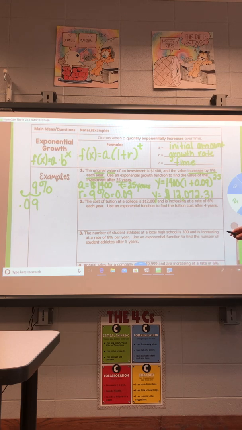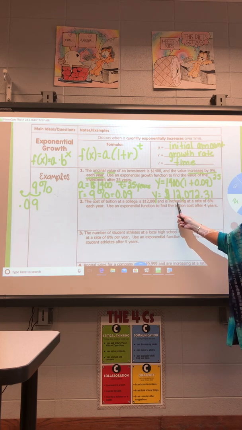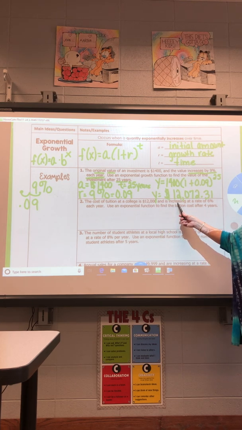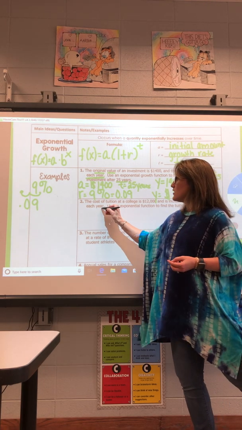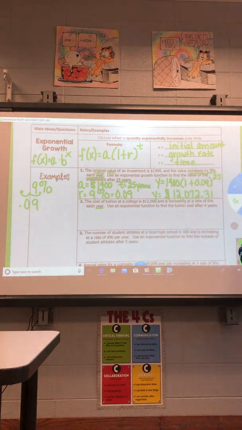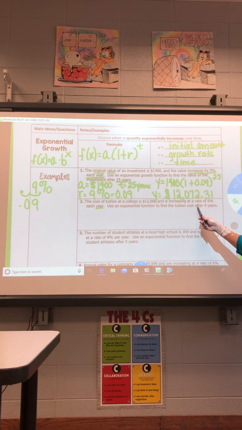The cost of tuition at a college is $12,000 and is increasing. So since it's increasing, we know that once again we're dealing with exponential growth. And it's increasing at a rate of 6% each year. So that tells me my time has got to be in terms of years. So use an exponential function to find the tuition cost after 4 years.